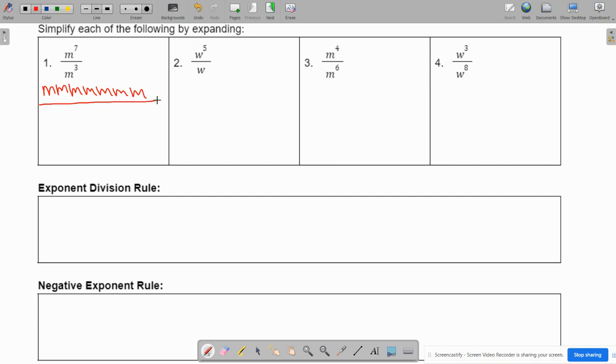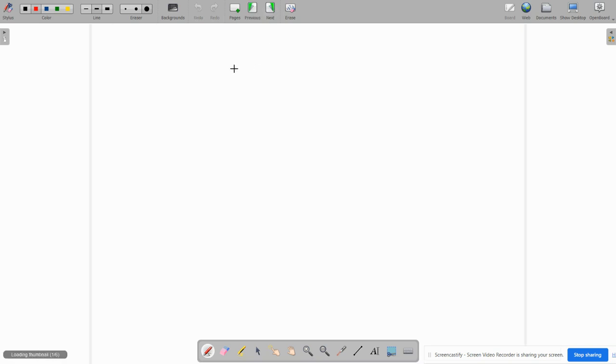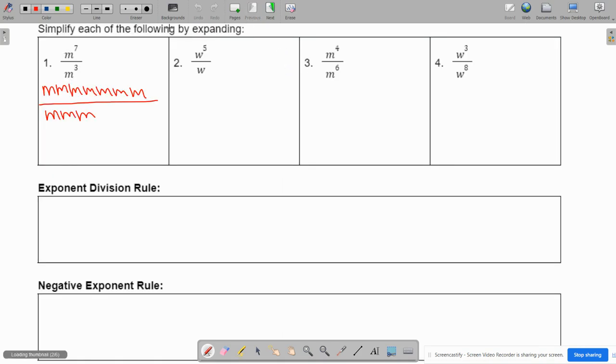And that's in the numerator. And then in the denominator, we have m cubed. So m times m times m. Well, one thing that we know is that if you have something over itself, this simplifies to 1. So for each of these pairs of m's, where one's in the numerator and one is in the denominator, m over m simplifies to 1. So we have 1 and 1 and 1.